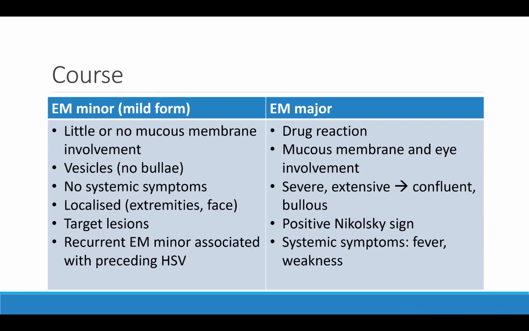For erythema multiforme minor or the mild form, there is little or no mucous membrane involvement, vesicles, no systemic symptoms, and it is localized to the extremities or face, as well as the presence of target lesions, while recurrent EM minor is associated with preceding HSV.